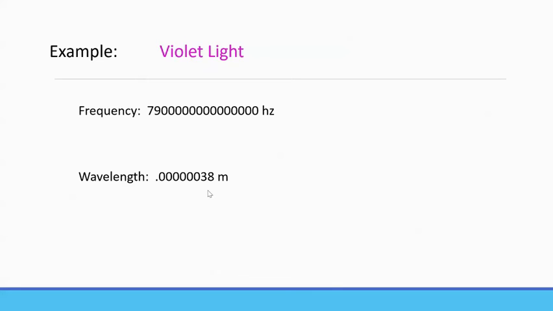So instead, we work with scientific notation. So this big number here for the frequency, this becomes 7.9, and then we count how many spaces the decimal would move if it went from the back of the number all the way to 7.9, and it would move 14 to the left, and so we say it's 10 to the 14th. Here, the decimal would move 7 to the right, and so we say it's 10 to the minus 7th.